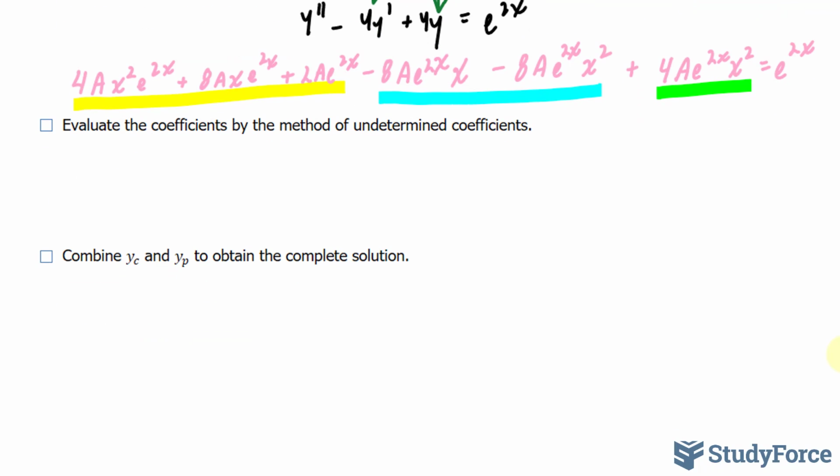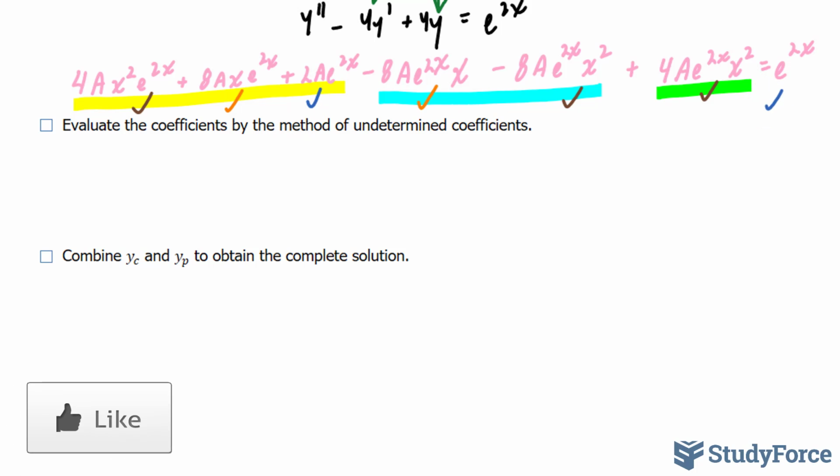We have to evaluate the coefficients by the method of undetermined coefficients. This term, and this term are all alike because they all have e to the power of 2x times x to the power of 2. These next two terms are alike. Notice that they both have x times e to the power of 2x. And this term and this term are alike. So let's start with the browns.